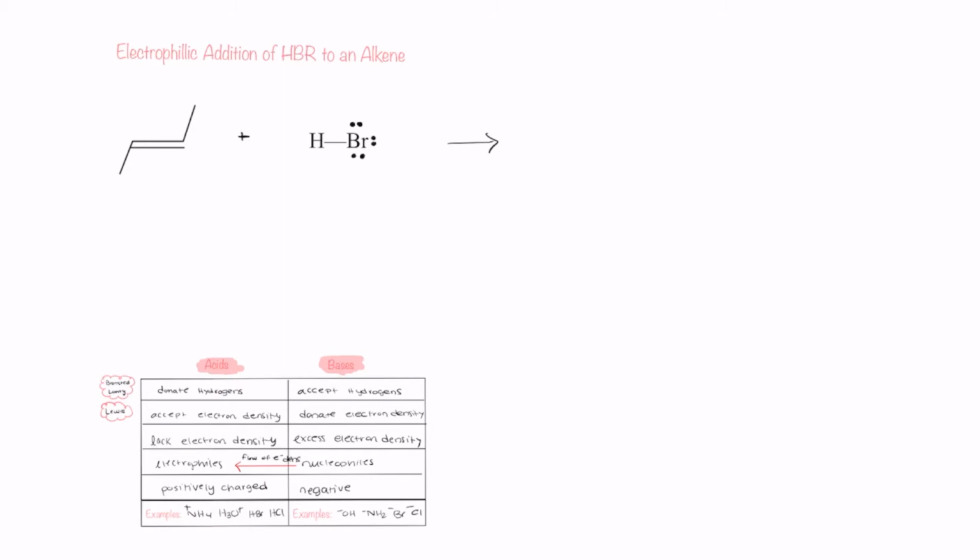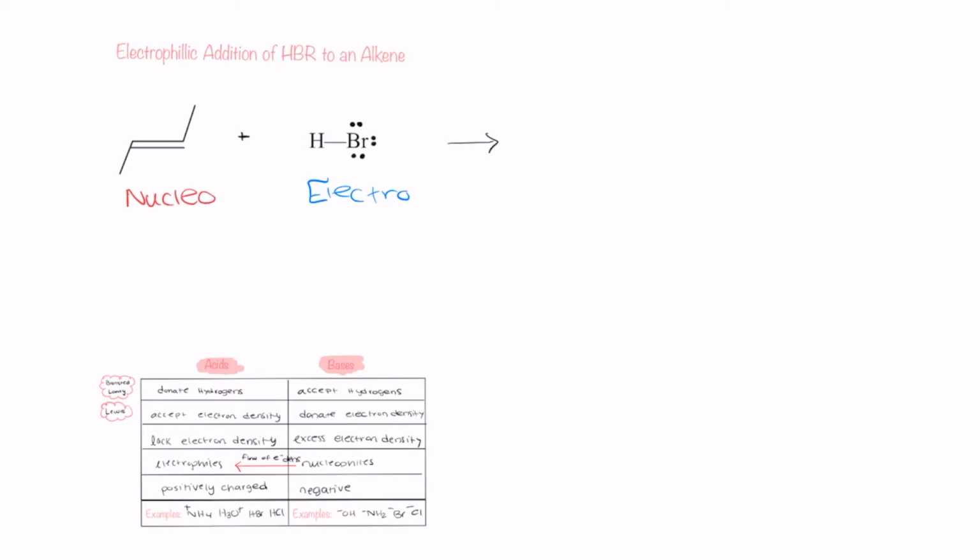So here we have an alkene, which is basically a carbon structure with a double bond. And we have HBr, hydrobromic acid. So whenever I do a mechanism, I like to ask myself, who's the nucleophile and who's the electrophile? And if you recall, we said that acids tend to be electrophiles. And by default, that makes our alkene our nucleophile.